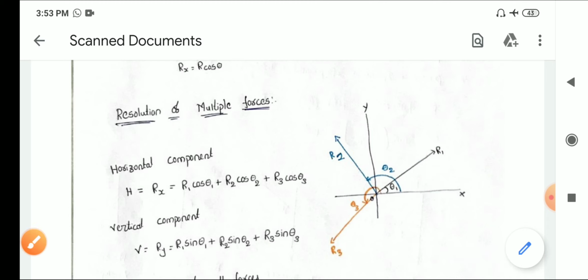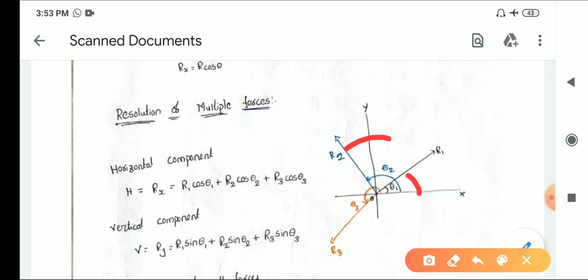You should not consider it like this, then it will go wrong. See, if I consider only this part as theta 2, only this part as theta 3, then this is not applicable. You have to make the angles in such a way that all the angles are with reference to the same axis only. For example, it is theta 1, theta 2, theta 3. All the angles are with reference to the x-axis only. Okay. Now, what is the horizontal component?